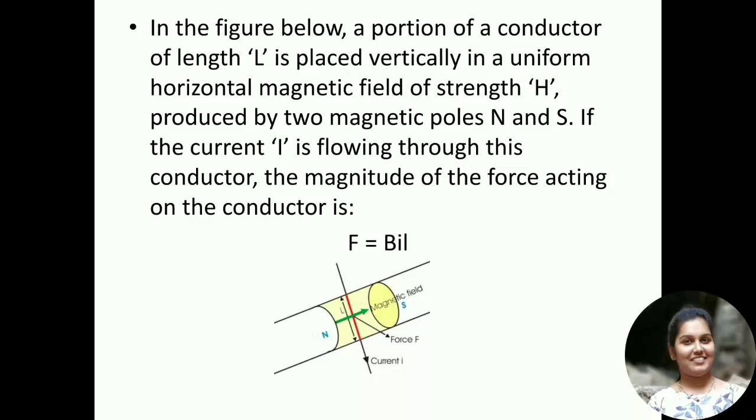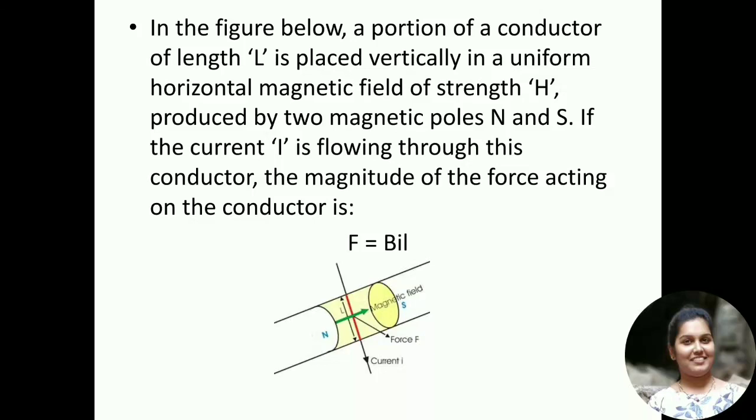So Fleming's left hand rule gives us a clear idea in which directions all the parameters, like current, magnetic field and force, are being generated, and in what direction these should be represented.